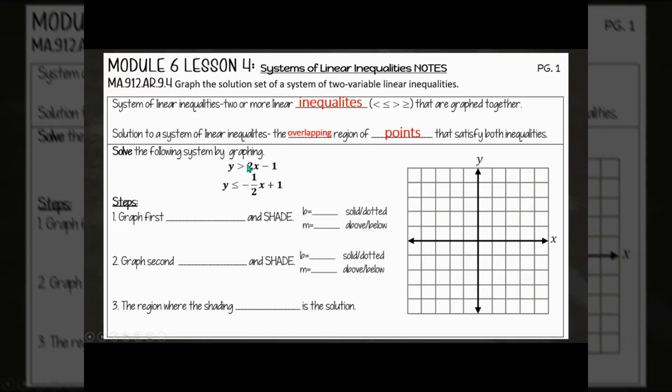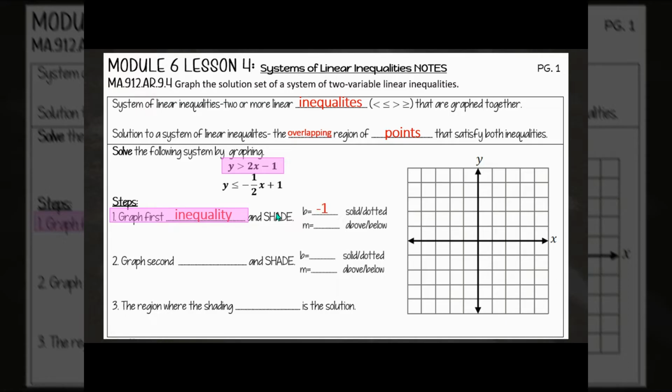So here we have an example of y is greater than 2x minus 1 and y is less than or equal to negative 1/2 x plus 1. Now, the first step we're going to have to do is graph the first inequality, which here I've highlighted in pink, and then we're going to shade, okay? So when I graph this first inequality, we're going to do the same exact steps that we did in Module 5, or the previous module where we had to graph just one inequality. The only difference is now we have to graph two.